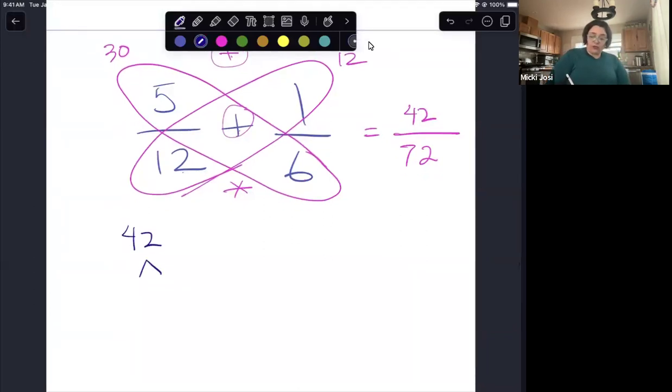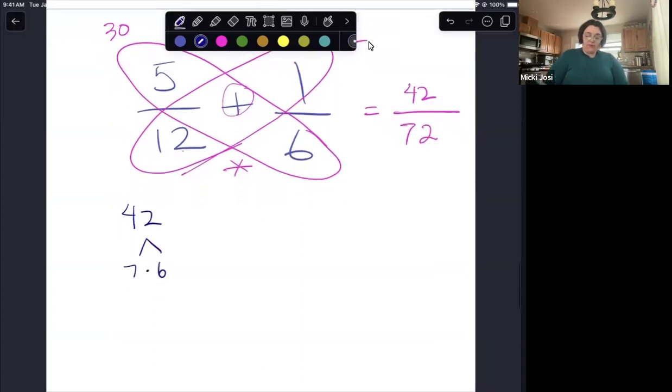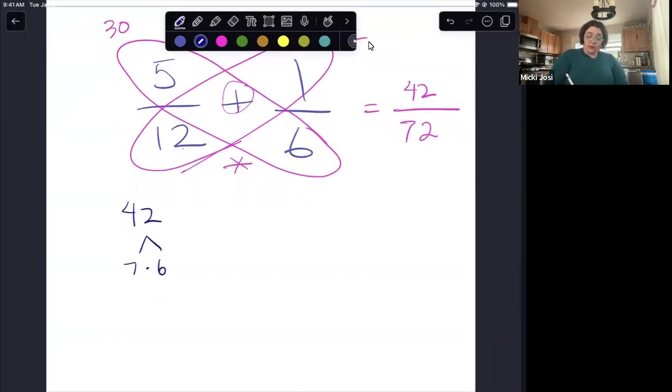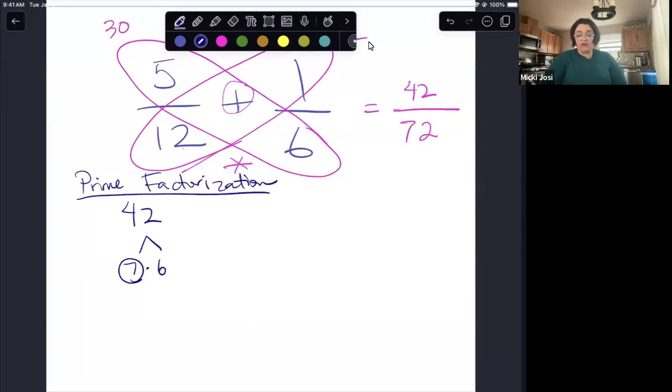So 42 was 7 times 6. And then 7 is prime. So we're doing prime factorization. That's one way that we can simplify. You could also notice they're both even, take half, half. That was another way that we did it.